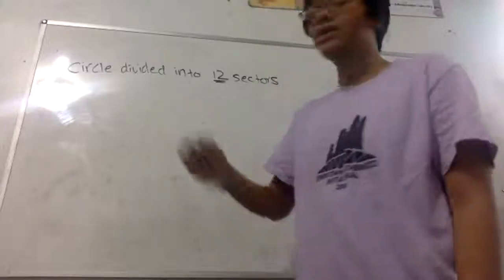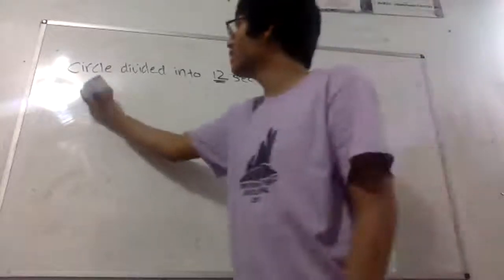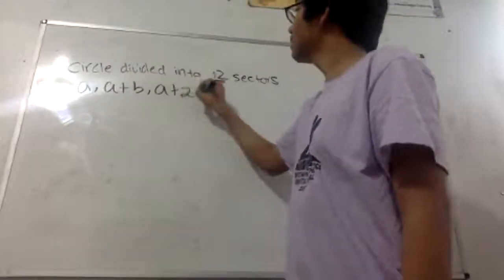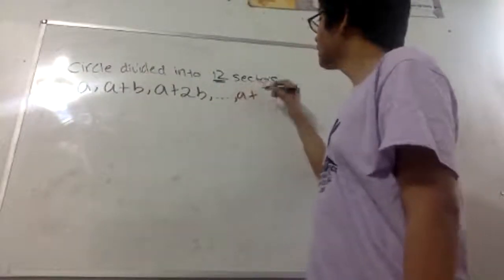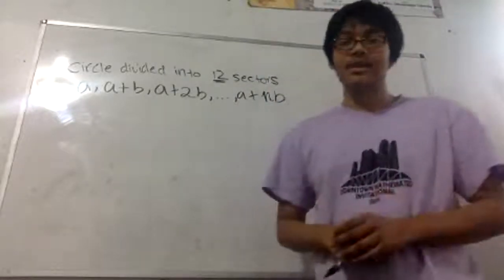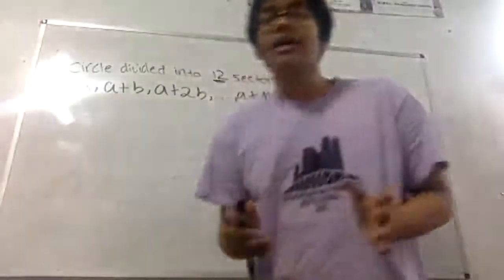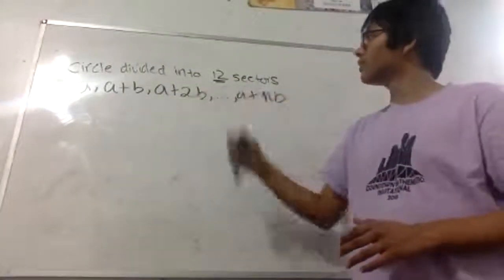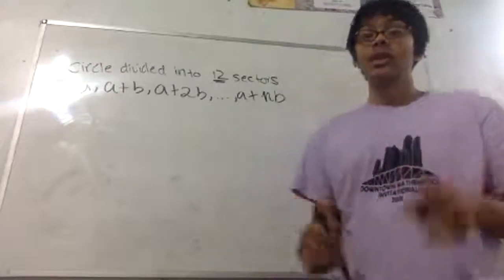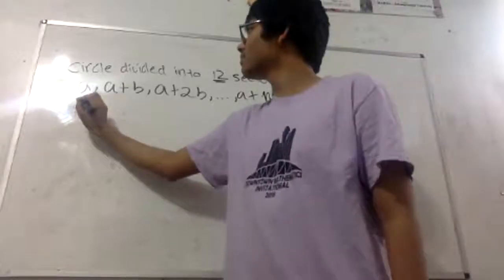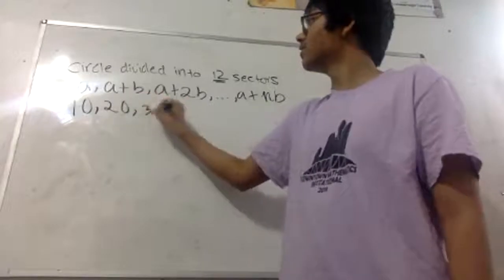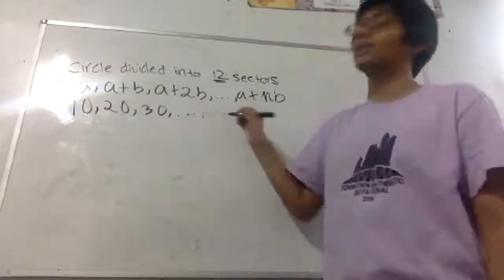Well, for example, an arithmetic sequence is a sequence of the form a plus b, a plus 2b, all the way to a plus nb, n being the number of terms that this sequence has. Now that we know what an arithmetic sequence is, what would it look like in terms of a circle? Well, an arithmetic sequence might look like the following: 10 degrees, 20 degrees, 30 degrees, all the way to however many sectors you have.